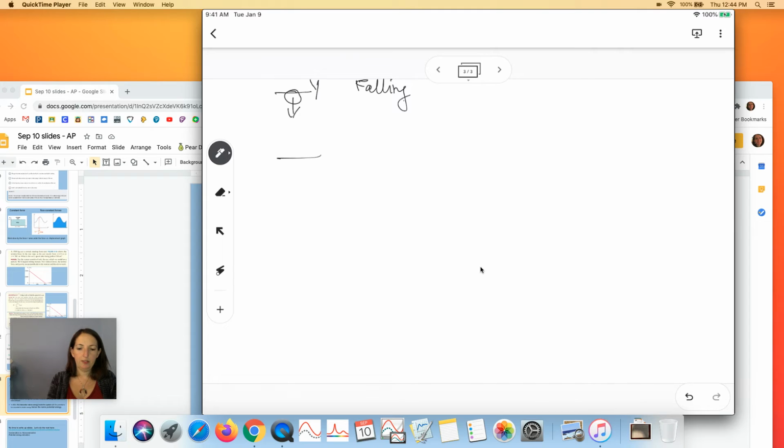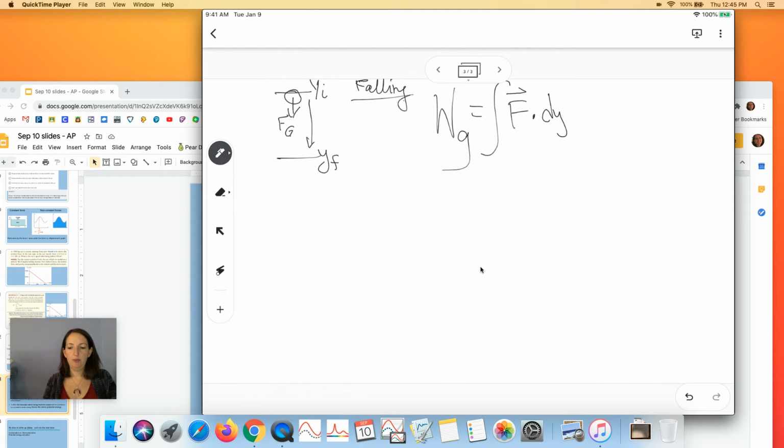Okay, it starts with this initial y, and it ends with this final y. The force that it feels is gravity. And I'm going to calculate the work done by gravity during this experience. So it's going to fall. So work is the integral of F dot, and I'm going to write dy here. That shouldn't bother you too much, hopefully.